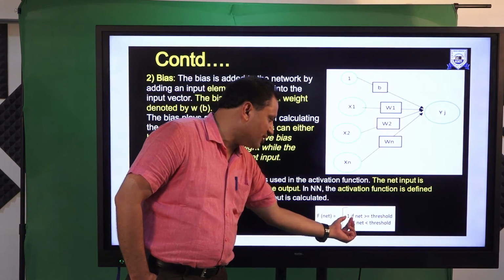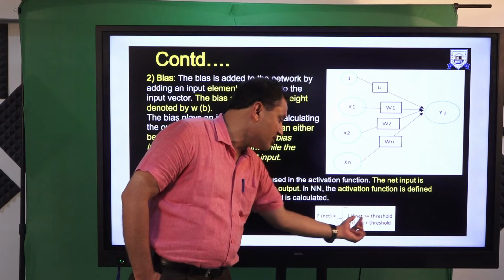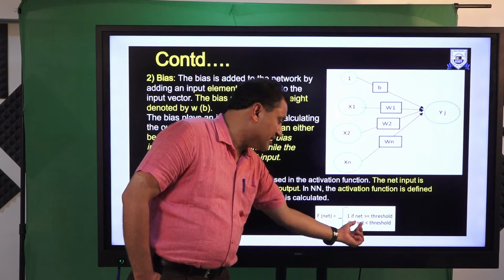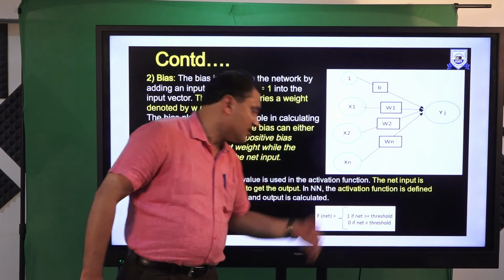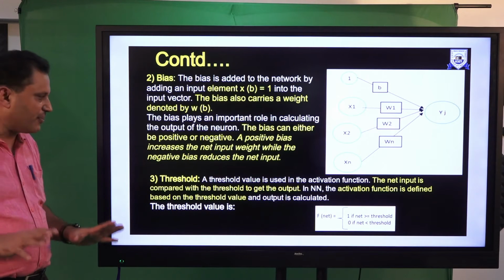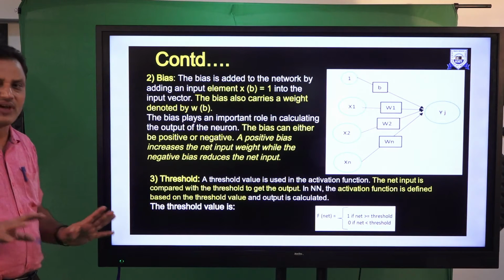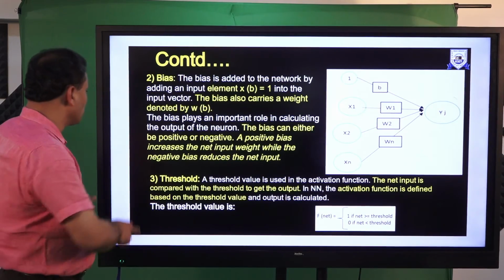If the threshold is 1 and F net is greater than or equal to the threshold, then the output will be considered as 1. If the output value of the neuron is less than the threshold, then the output will be 0. So threshold again will depend on the activation, it is a very important term for the activation function, and it may vary also. Threshold may vary while designing a particular neural network, alright.